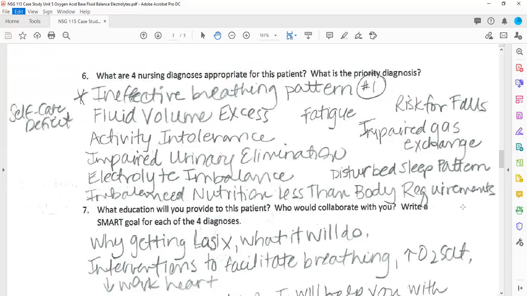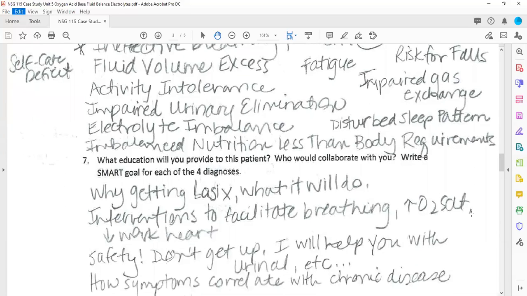Fluid volume excess could be that the patient will exhibit no edema in the lower extremities, decrease or absence of crackles, decreased shortness of breath, all those kind of things. So what are we looking for that's going to show that this patient's problem has been solved, partially solved, that we haven't solved it, it's actually worse? So then it says, write a SMART goal for each of these 4 diagnoses.